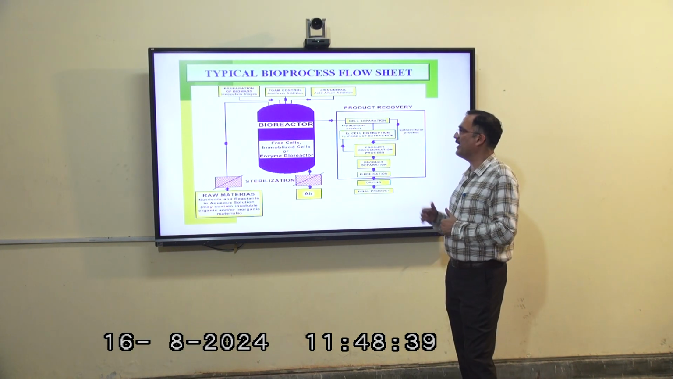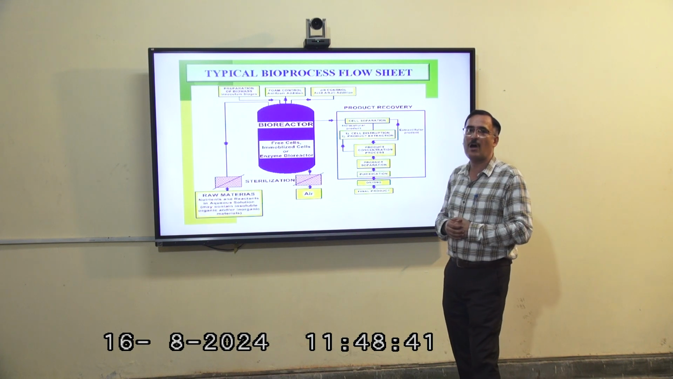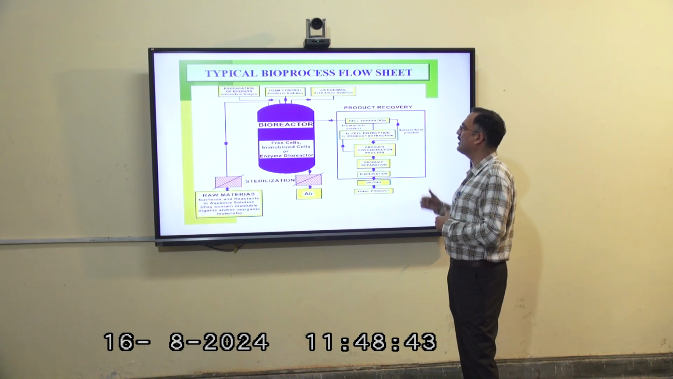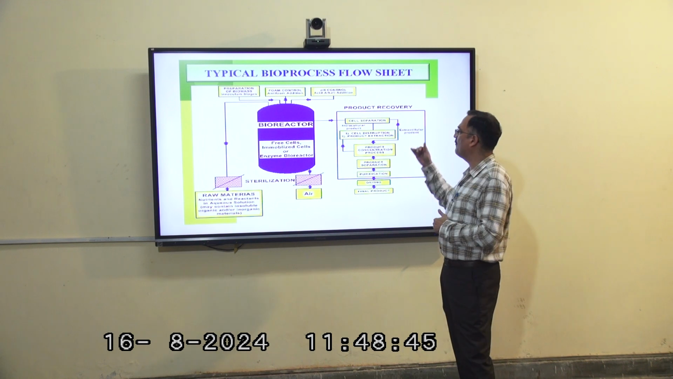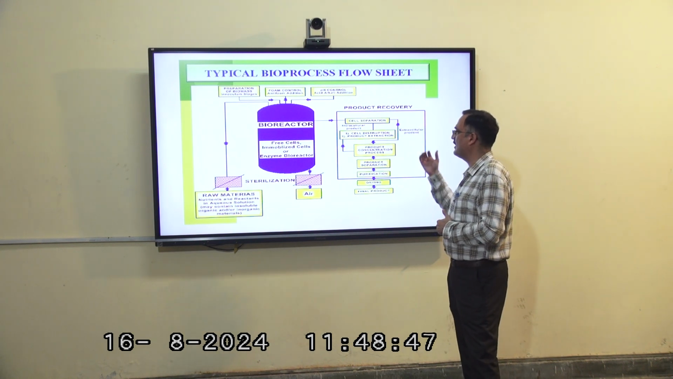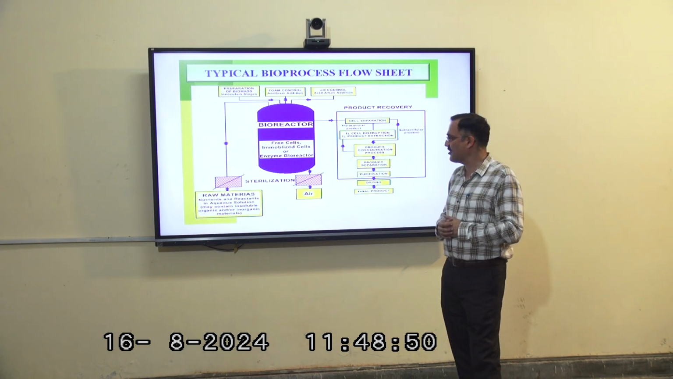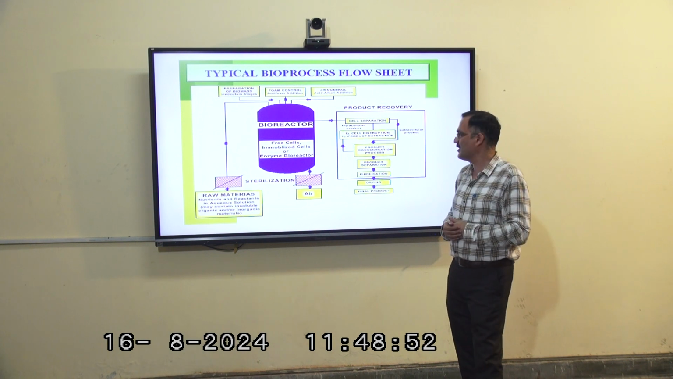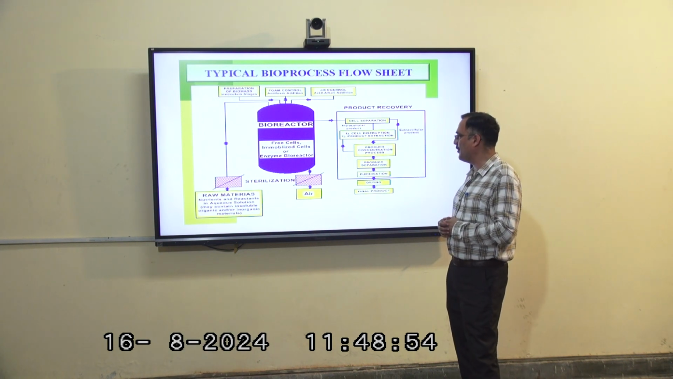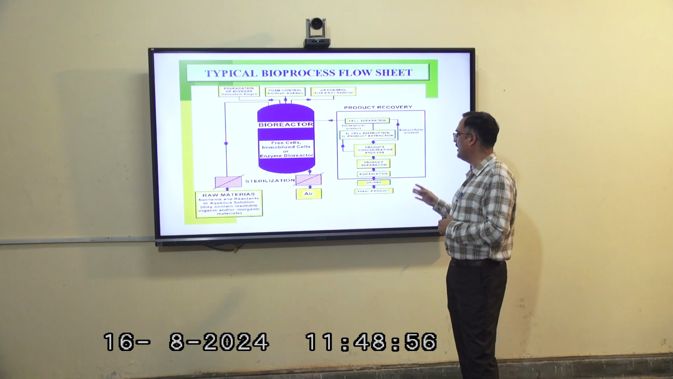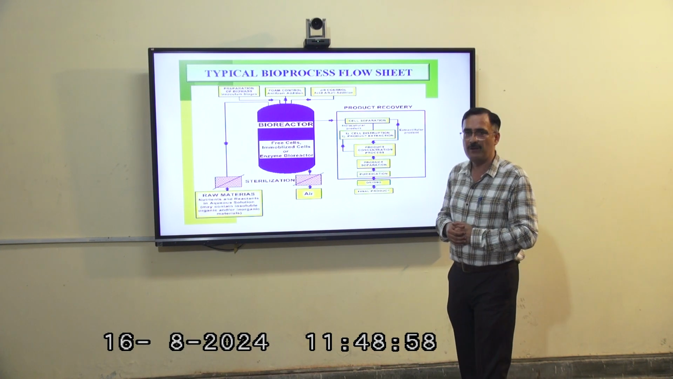After the bioreactor, we go with the downstream process, that is the product recovery. Here we have different steps like cell separation, cell disruption, product extraction, product concentration, then product separation, purification, drying, and finally we get the specified product.